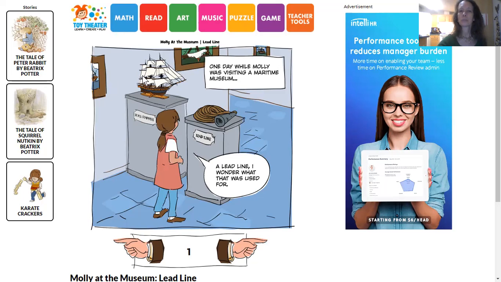I can see a ship here. I can see a seagull back here. I can see another ship over here. It probably has something to do with the ocean, the sea. So she is walking in the museum, and she sees this right here, and this is called a lead line. And she says, a lead line. I wonder what that was used for.